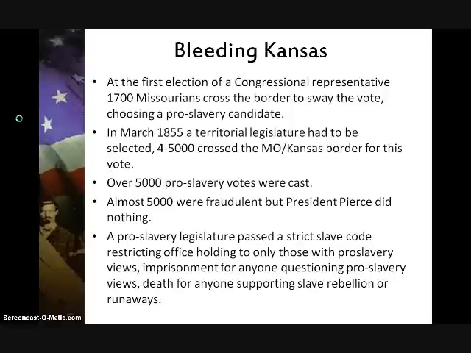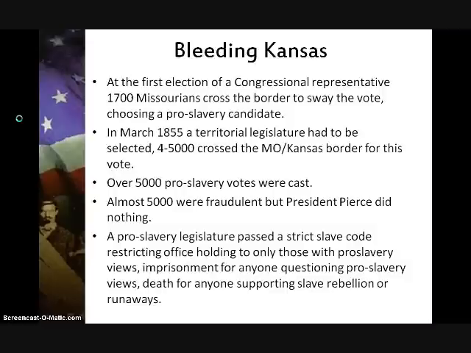Okay, so a pro-slavery legislature passed a strict slave code. How did a state that desired to be a free state end up with a pro-slavery legislature? Because they had Missourians voting for their legislative representatives. So they passed this strict slave code restricting office holding to only those with pro-slavery views.